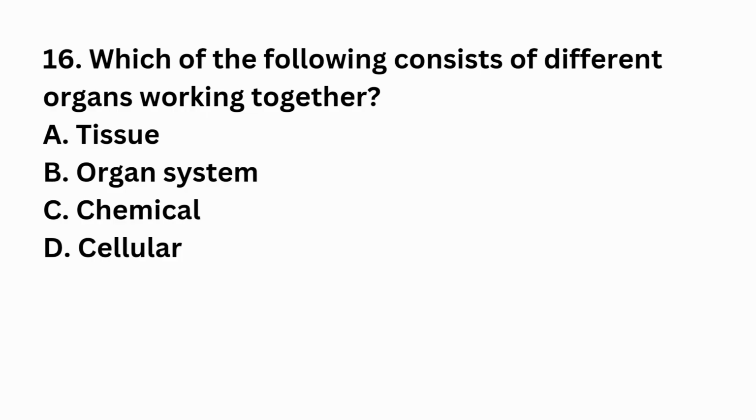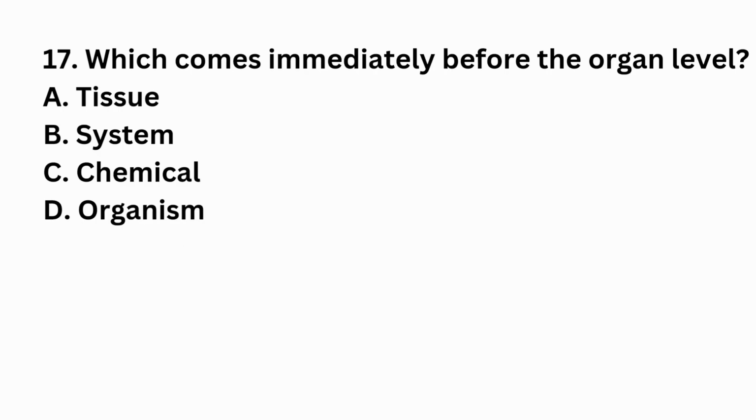Question number 16. Which of the following consists of different organs working together? The correct answer is option B, organ system. Question number 17. Which comes immediately before the organ level? The correct answer is option A, tissue.